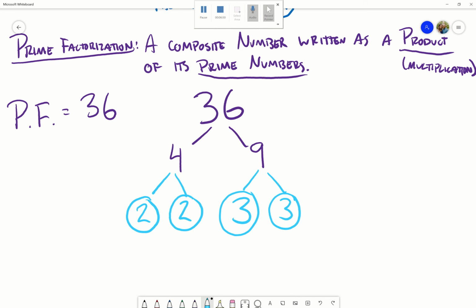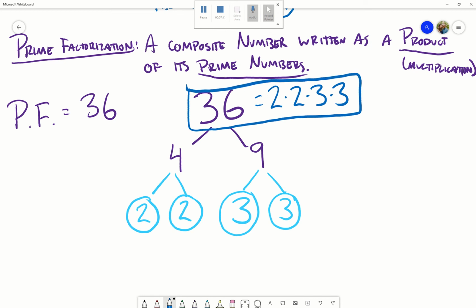So the way we would write this out as an answer, we would say the prime factorization of 36 is the product of its prime numbers. So we're going to multiply all the prime numbers. 2 times 2 times 3 times 3. And this would be our answer. 36 equals 2 times 2 times 3 times 3.